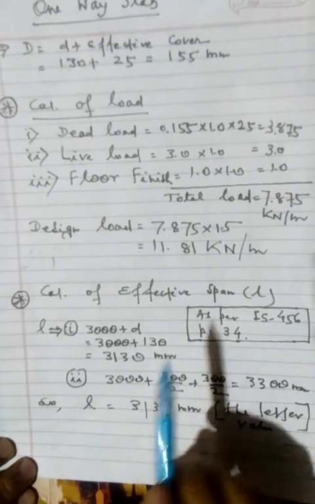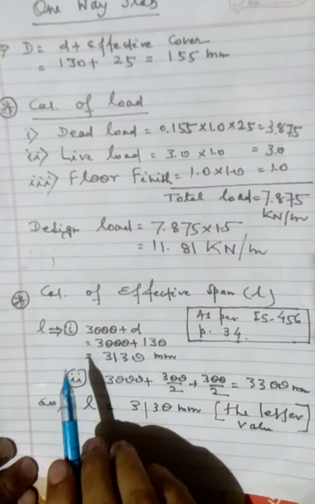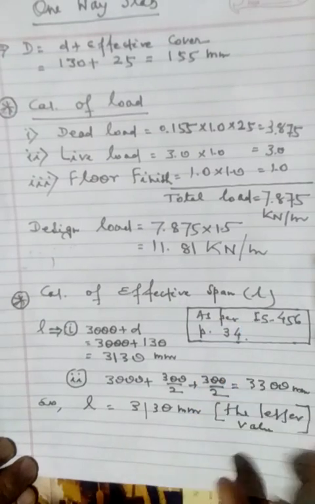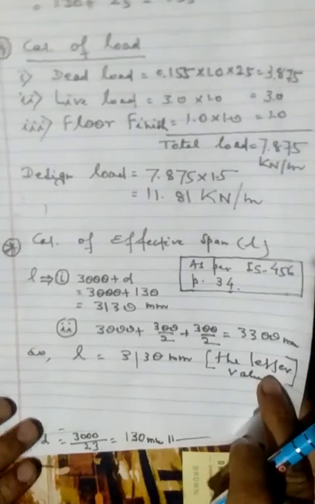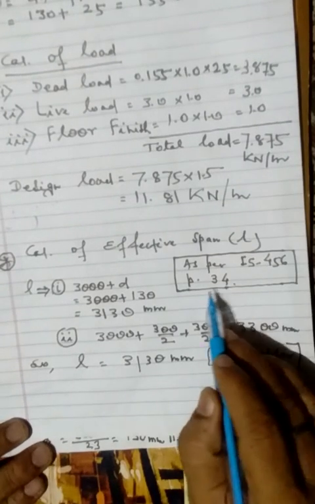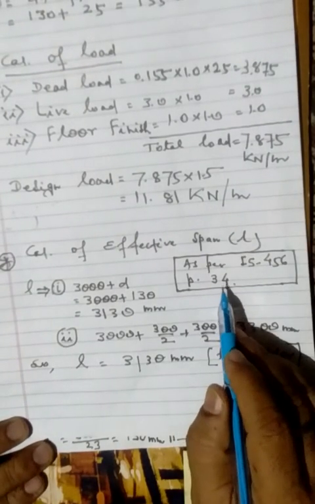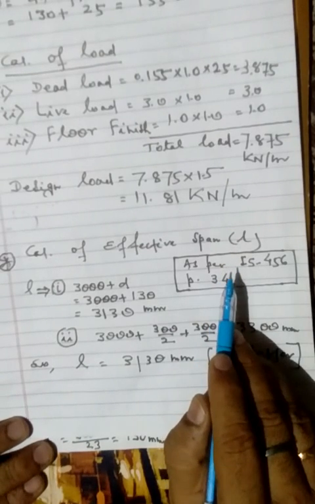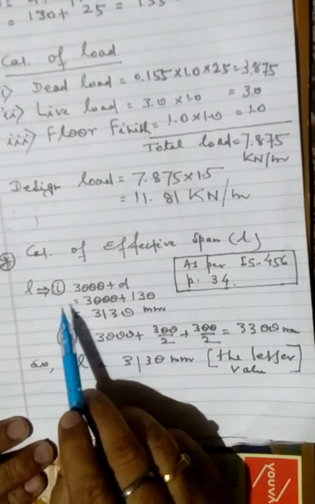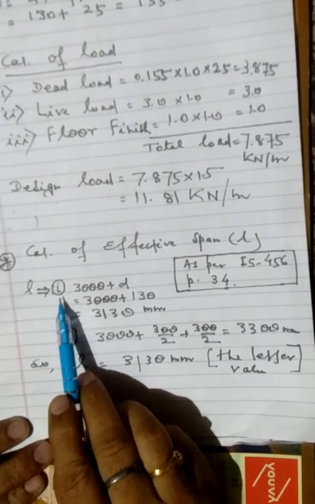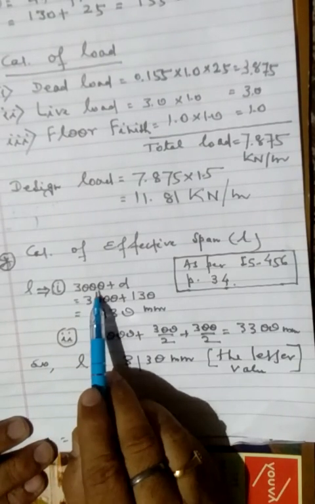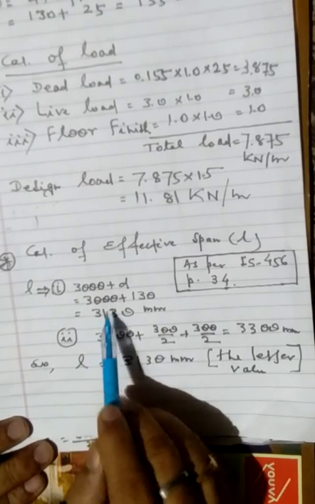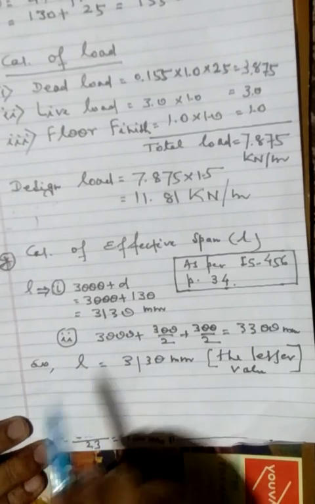Now the next step is calculation of effective span. So as per IS-456 page number 34, to calculate effective span for a simply supported beam case or a one-way slab case, we have two options. The first option is the clear span 3000 millimeter plus the effective depth small d. So 3000 plus 130 comes 3130 millimeter.